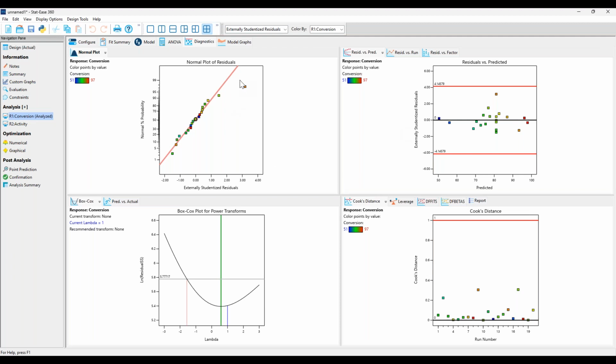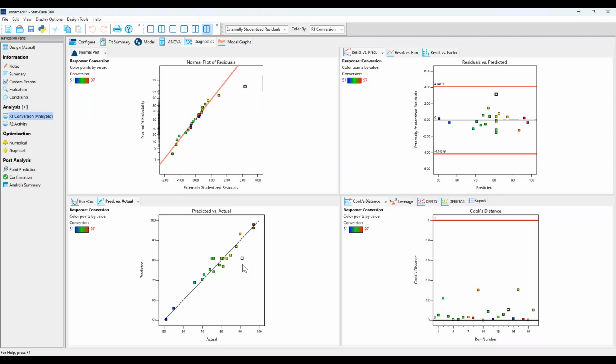And let's imagine that I thought, well, this data point right up here in the normal plot of residuals seems to be a little bit off that line. I wonder if I care. So we're going to follow that. If I look at that data point in the residual versus predicted, it's not outside the red lines, so I'm okay there. Let's take a look at the predicted versus actual. Well, it's a little further off the line than the rest, but okay.